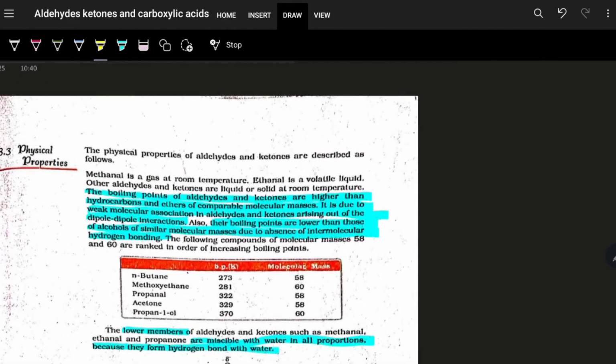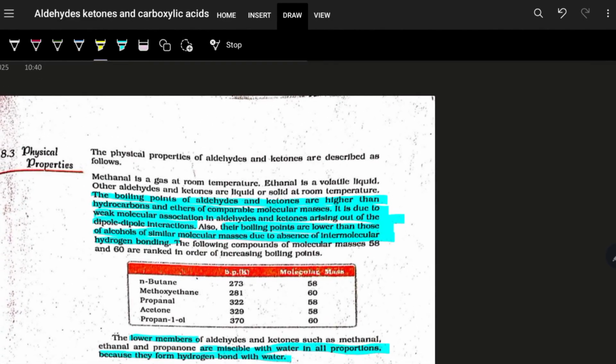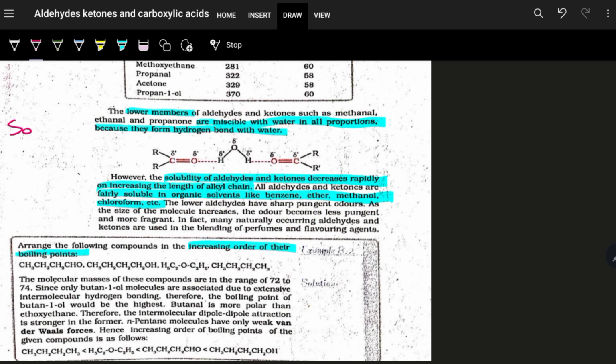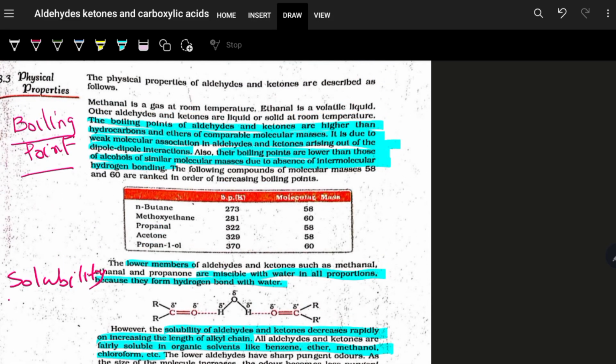Everyone, starting with the topic physical properties of aldehydes and ketones. Whenever we discuss aldehydes and ketones, the first thing that we do is talk about boiling point. So we compare the boiling point and then next we talk about solubility. These are the two most important points to discuss. So let us start with boiling point.